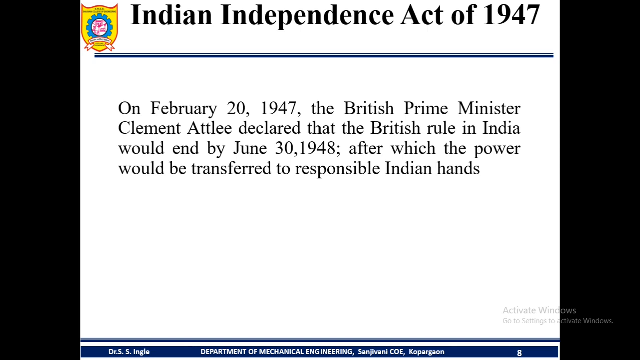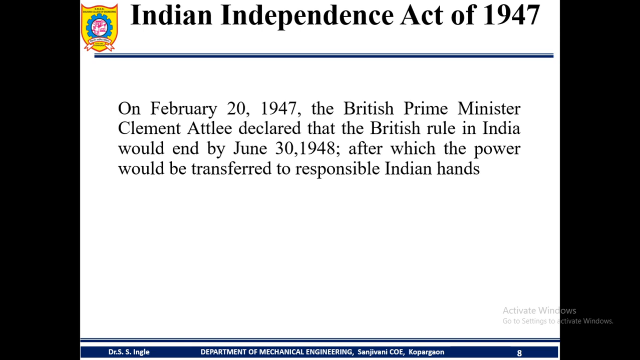Again on June 3, 1947, the British government made it clear that any constitution framed by the Constituent Assembly of India could not apply to those parts of the country which were unwilling to accept it.